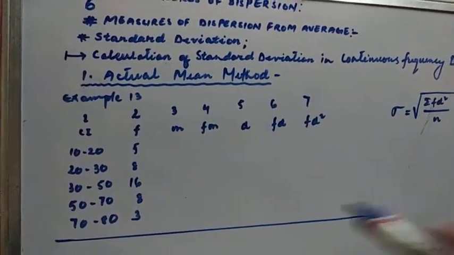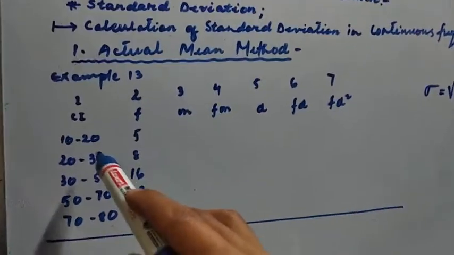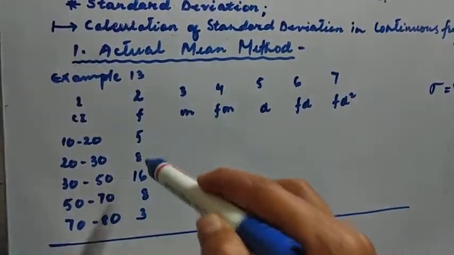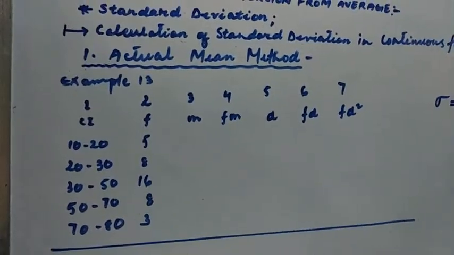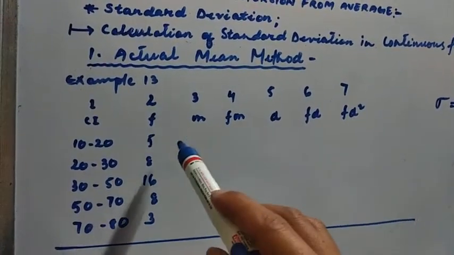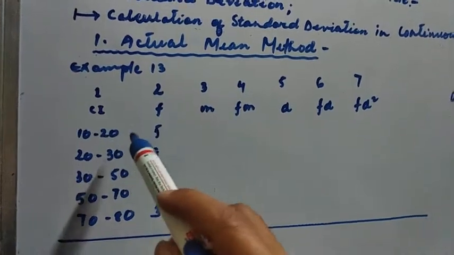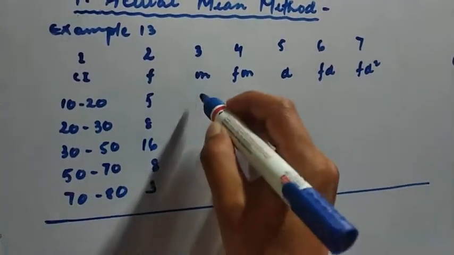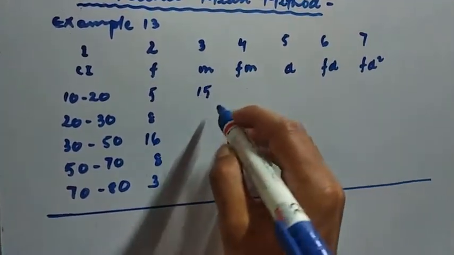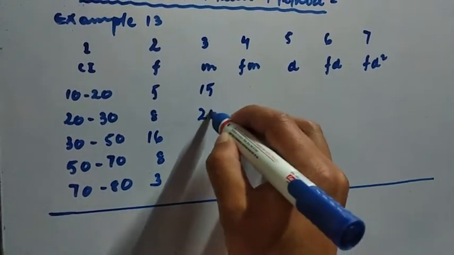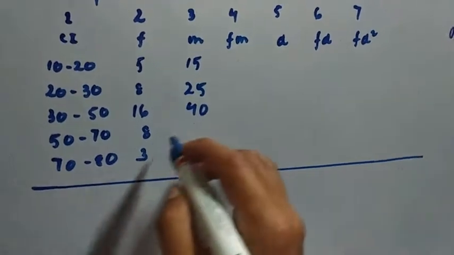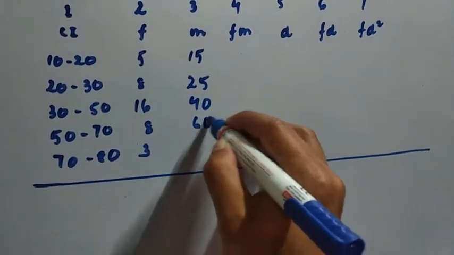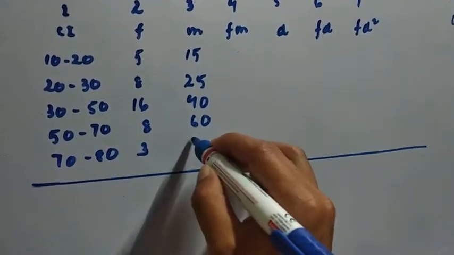When there is a frequency distribution or a continuous series, first you have to find out the mid value. The class interval and frequency will be given in the question. If it is a continuous series, you first find the midpoint of the class interval. The midpoint of 10-20 is 15, of 20-30 is 25, of 30-50 is 40, of 50-70 is 60, and of 70-80 is 75.